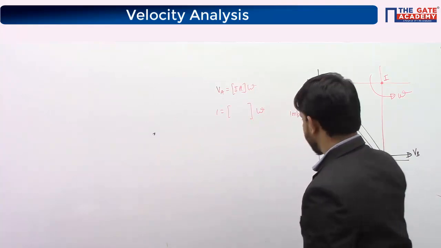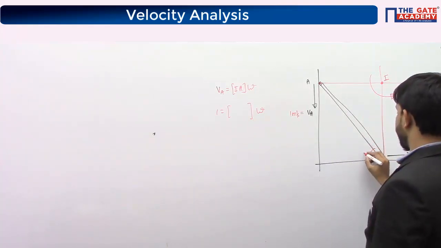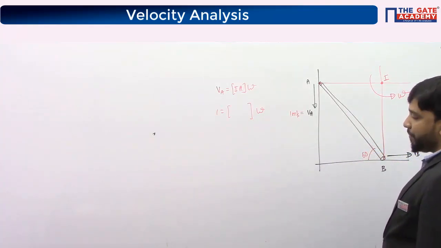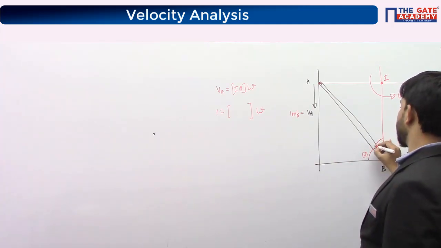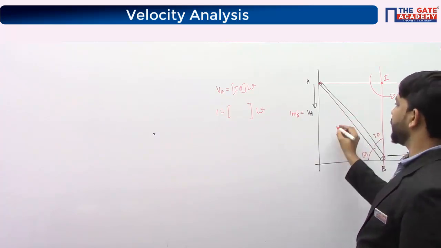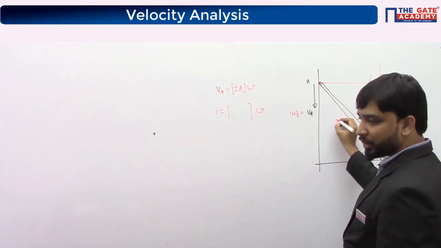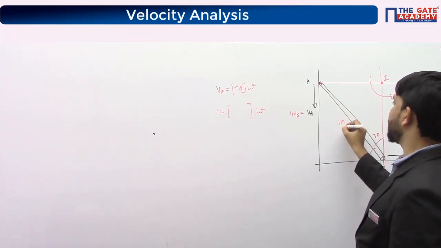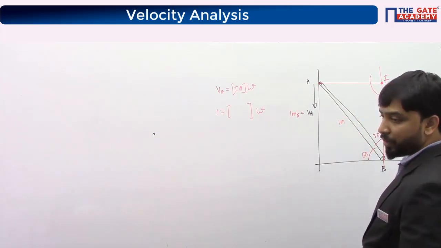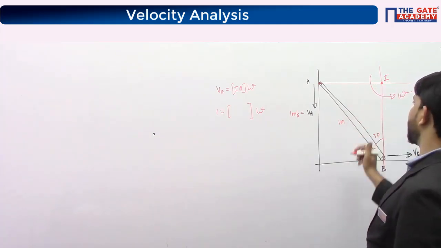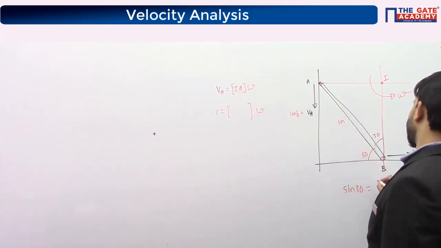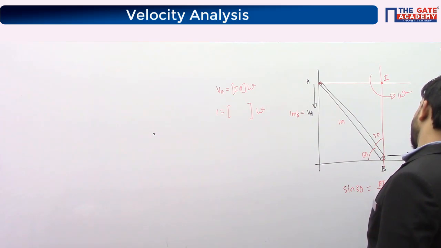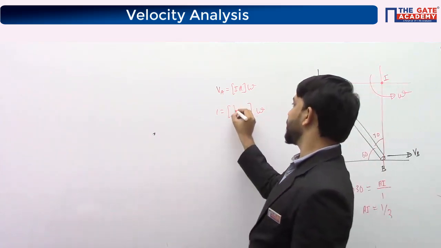He gave this angle as 60 degrees. If this is 60 degrees, try to find this distance. If this is 60, I can say this is 30 degrees. This length is the rod of length 1 meter. So you can find this distance. Sine 30 is AI divided by 1. So AI is 1 by 2. So this distance is 1 by 2.